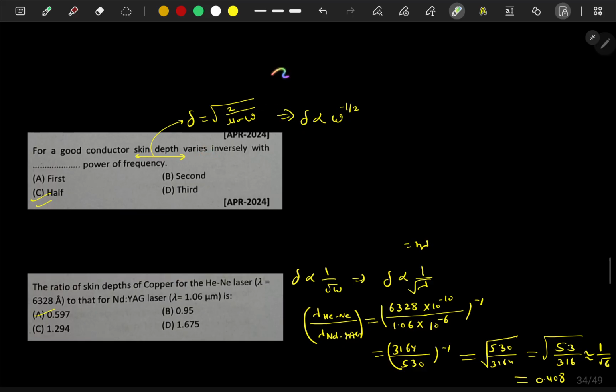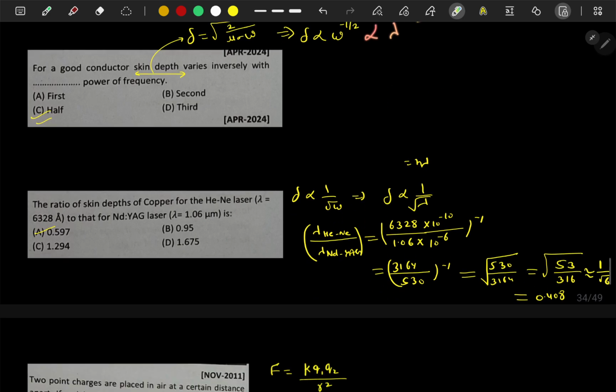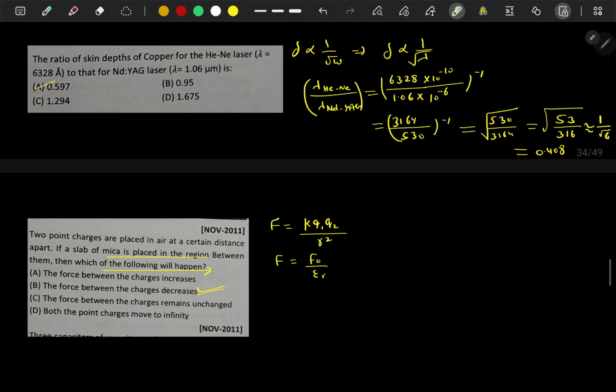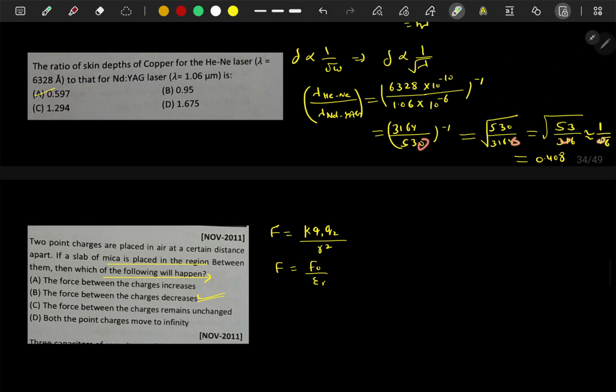For a good conductor, the formula of skin depth is under root 2 upon mu sigma omega. Omega is frequency, so we can clearly see this is omega raised to the power minus 1 by 2. Okay, and same as for lambda, lambda raised to minus 1 by 2 is the same also. The skin depth is inversely proportional to omega, and since mu equal to n lambda, when you put in the frequency term, skin depth is inversely proportional to lambda. So after solving this, we are getting 0.408, and the closest answer in the question is 0.597, because we are using approximation here. Okay, we are using approximation.